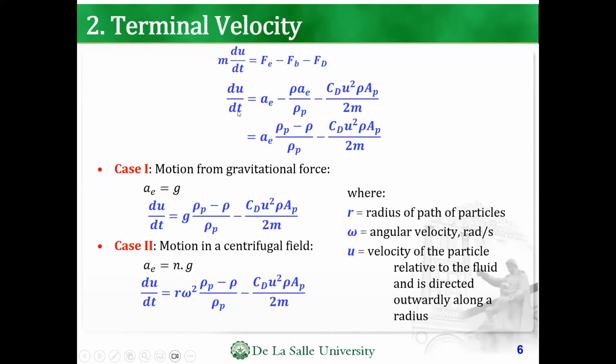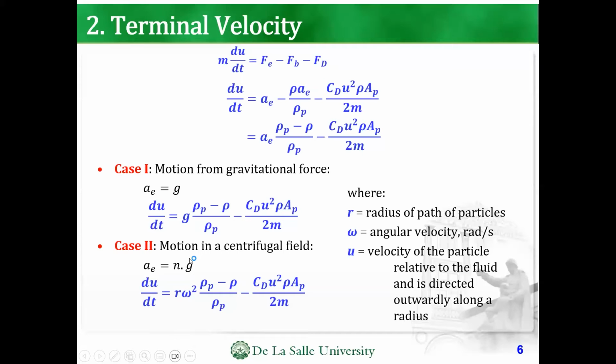In the event when the external force acting on the object is only gravitational in nature, AE would be equal to G, or the 9.81. You know that. So I can just replace AE by G. Whereas if the motion is found in a centrifugal field, AE would basically just be a factor of G, the acceleration. So it can be 2G, 3G, 4G, 5G, 2.5G, and so on.